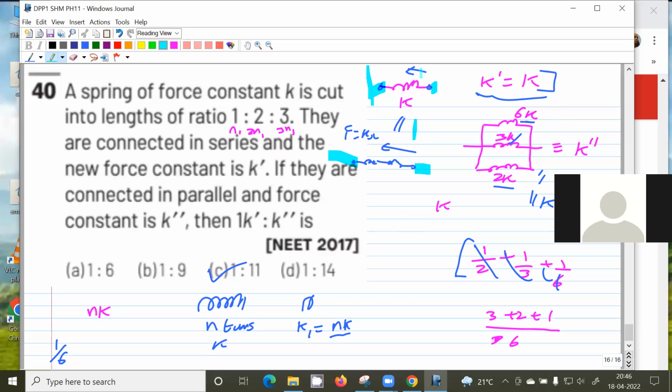So if you take a full spring and try to compress it, each turn will compress by 1 by the total number of turns, right? So it's the same thing if you apply the same force. Here also it is exactly the same situation. I split it into two parts and connected them by a rod. So it's the same effect.